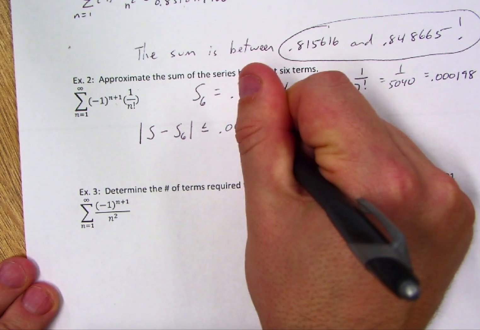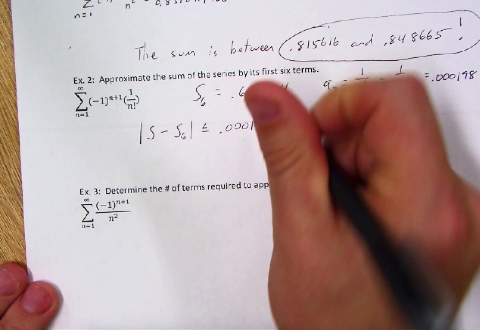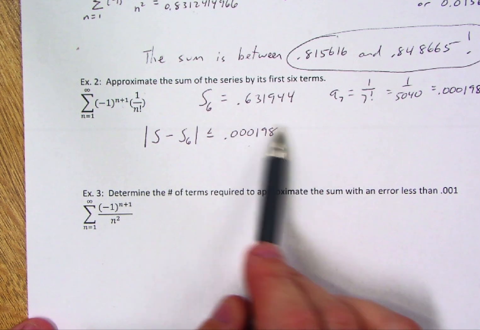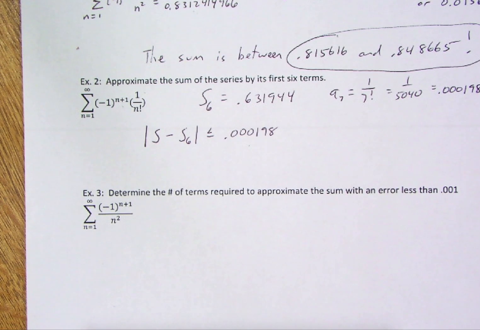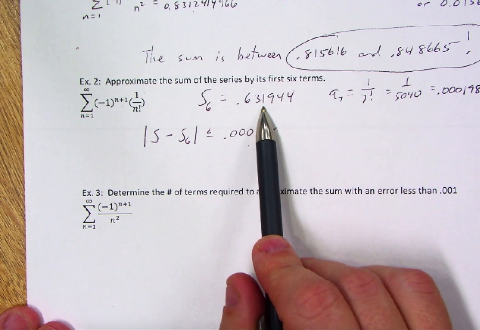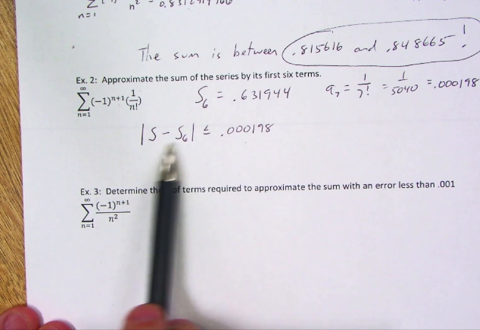The difference between the actual sum and the sum of the first 6, the difference between that is less than or equal to that next term. That's what that notation is saying. So if I want to figure out my range, well, I just take this number and add it to this and take this number and subtract it. I'm going to actually solve.